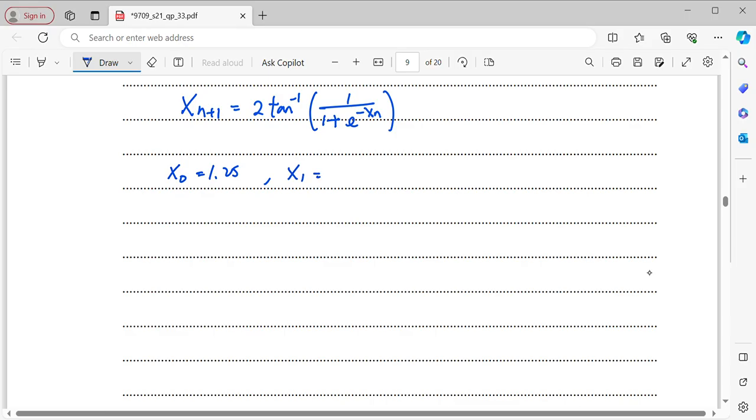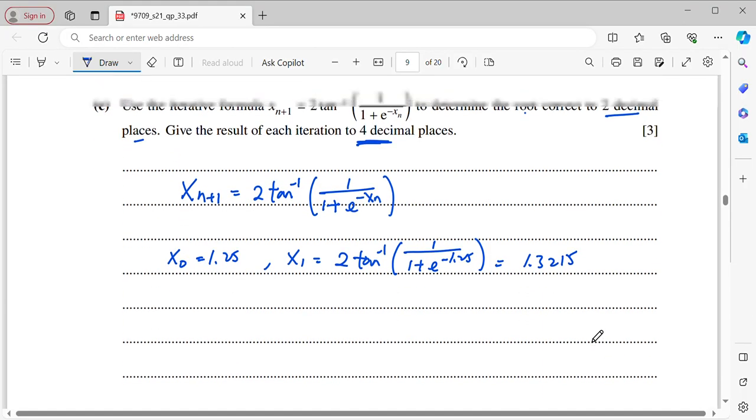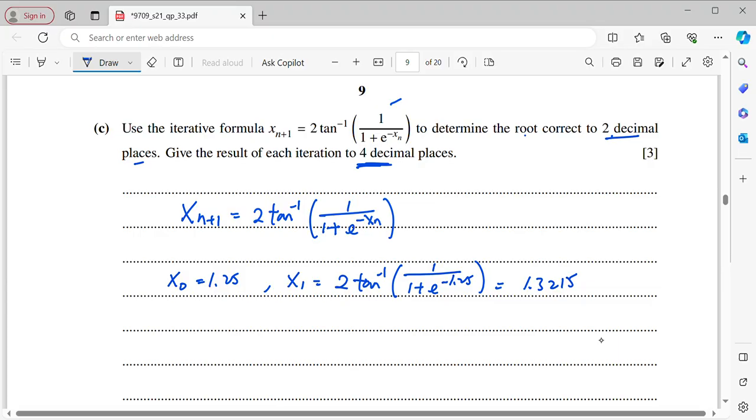Then you will be getting x1 is 2 inverse tangent 1 over 1 plus e negative 1.25. Then this is going to be 1.3215 because we need 4 decimal places for our working. And the final answer is 2 decimal places. Then now, okay, how do we know when to stop? You see here, 2 decimal places for the initial value is 25. But then for x1, the first 2 decimal places will be 32. So you cannot stop here because they are not the same 2 decimal places. Therefore, now continue for x2.